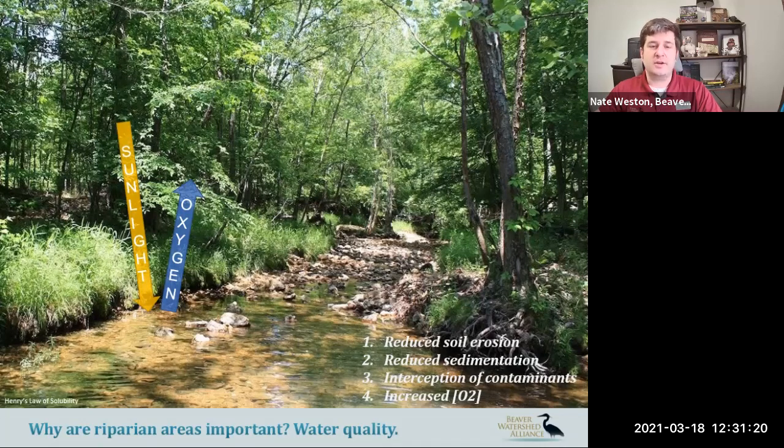It also increases the likelihood that you're going to have algal blooms in that stream, and that decreased oxygen availability is critical because it can make the stream uninhabitable for macroinvertebrates and for many fishes.